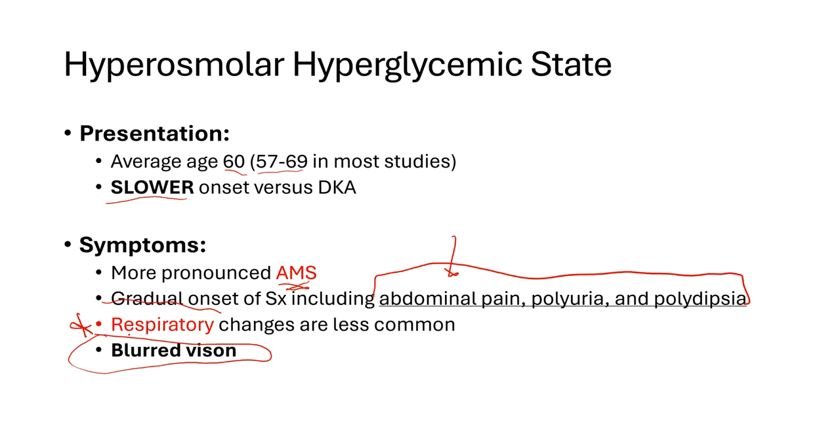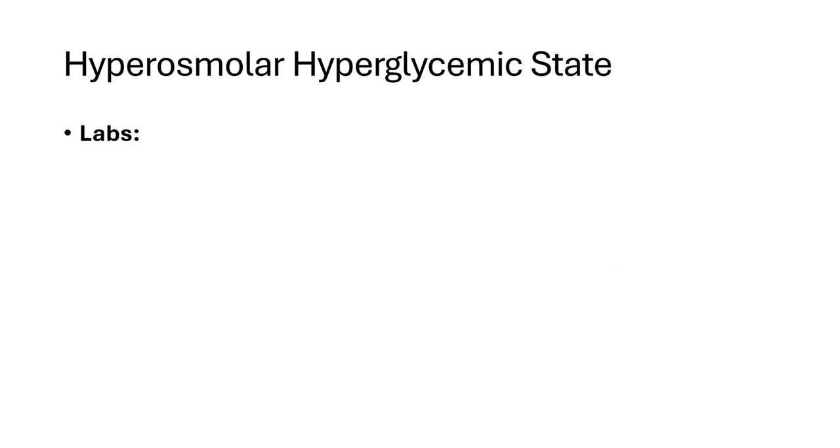So typically, we'll have someone with an extremely elevated glucose, an older individual, probably with known type 2 diabetes, probably very poor about taking medications, and they'll come in with altered mental status, blurred vision, maybe some abdominal pain, and no respiratory changes. So let's talk about the labs here.